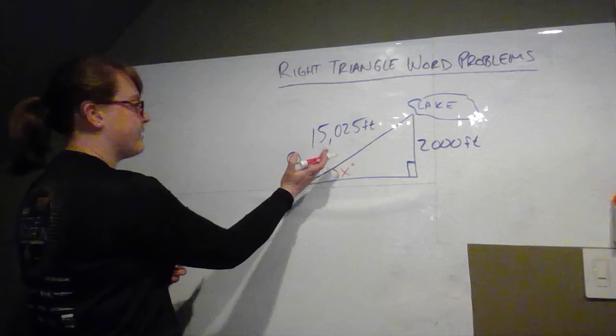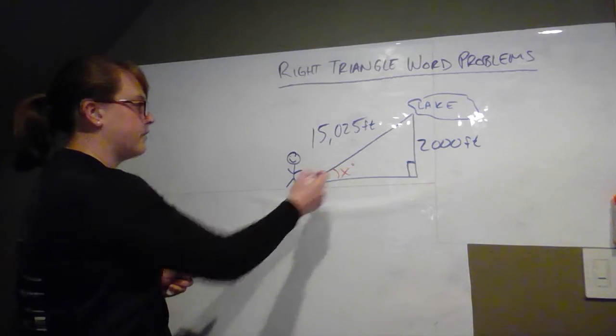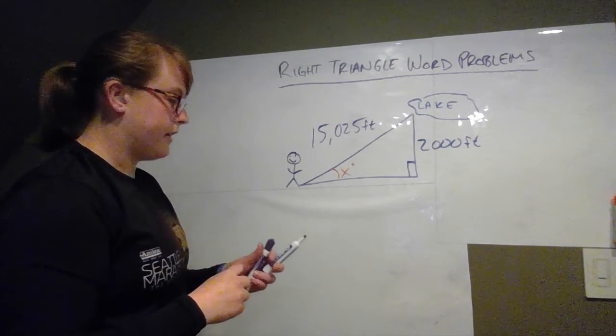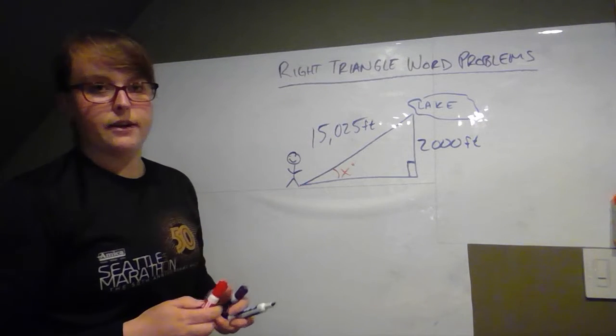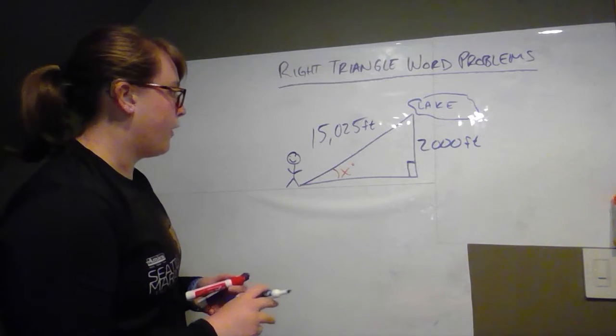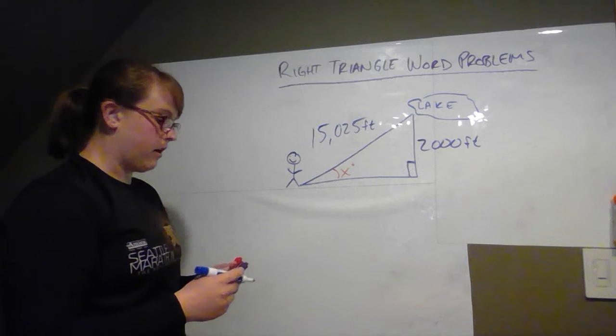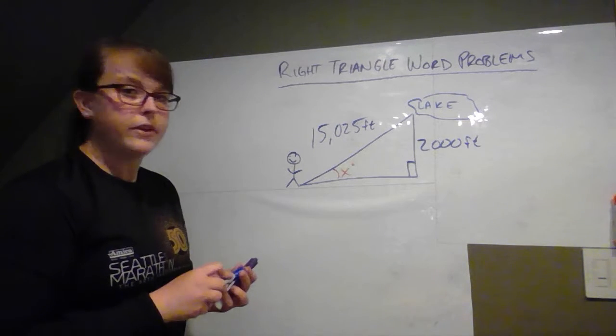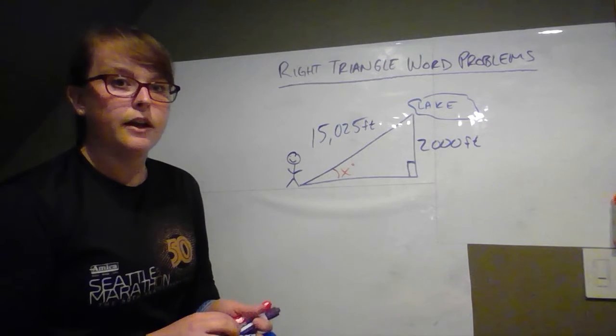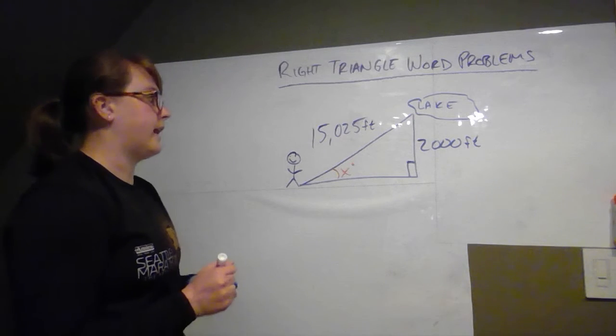So the angle of elevation from you up to the lake would be this angle down in the bottom corner. And it's always a good idea to use that bottom corner angle. Okay, here we go. So this is going to be one of our inverse problems, right? We're going to have to use inverse sine, cosine, or tangent in order to help us find our missing angle.